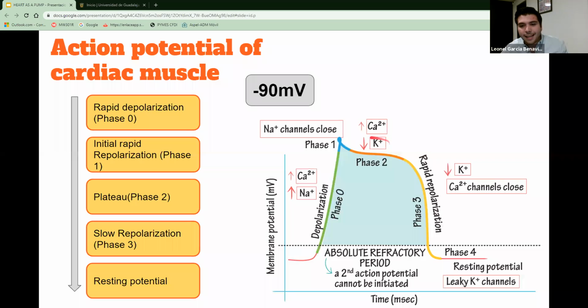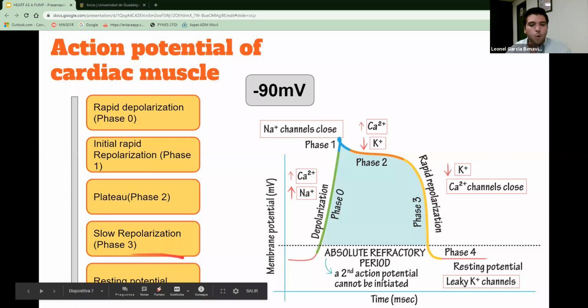Right here, you can see that potassium is going to start to go out of the cell. However, thanks to the calcium going in through those channels, not so much potassium is going out, because the calcium changes the permeability of the membrane to potassium. So even though the potassium channels are open, not so much potassium is going out, also contributing to phase 2, creating that plateau, okay?